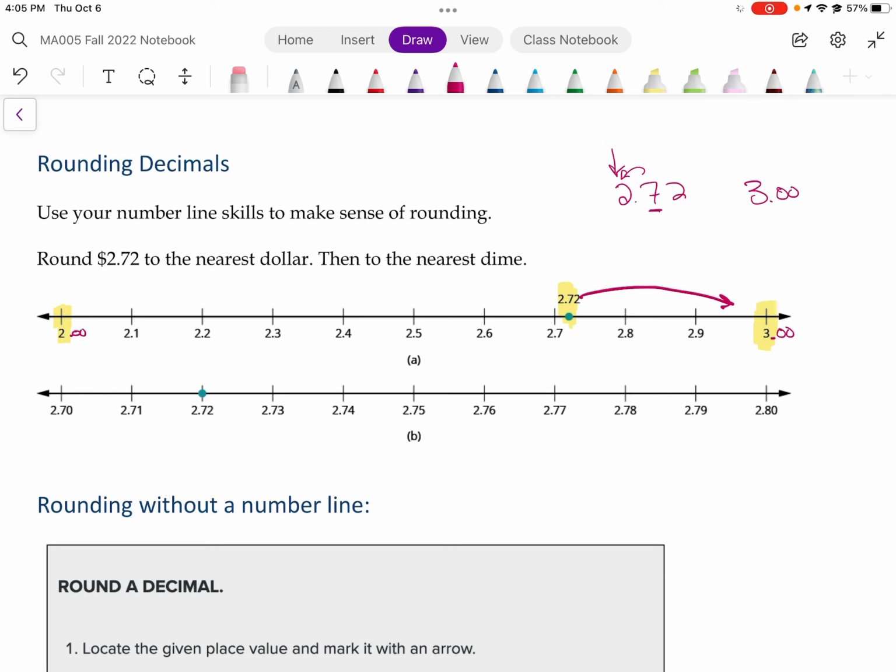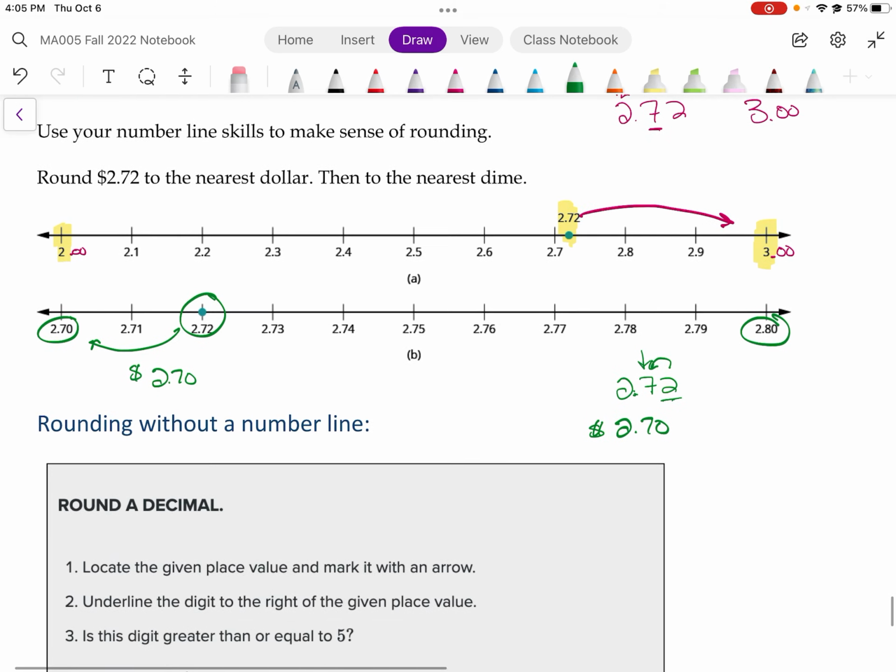All right, the next one is to the nearest dime. So here we've got 270 and here we've got 280. And we want to know where 272 lies closer to. So, of course, it lies closer to 270. You can see it right there. So $2.70 as opposed to 280. So what if you weren't given a number line? $2.72. Think about the dimes place. When it says to the nearest dime, what is the penny going to do to the dimes place? Well, it's a 2, so it's going to be $2.70, just like we got on the picture.